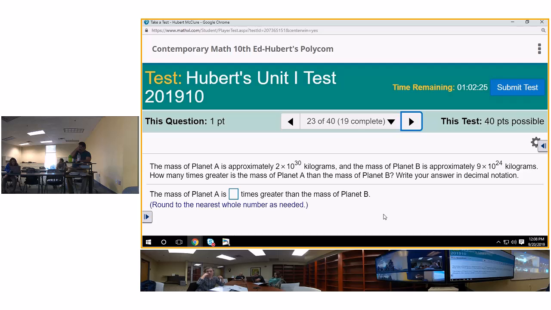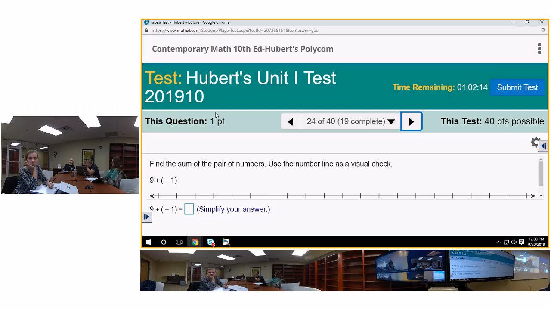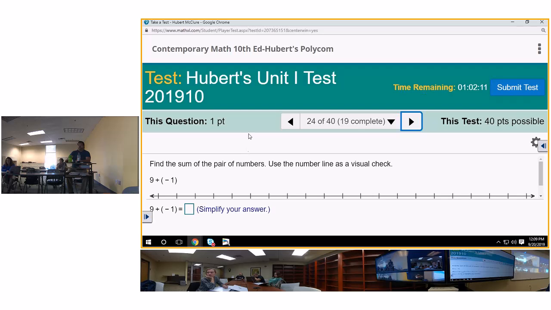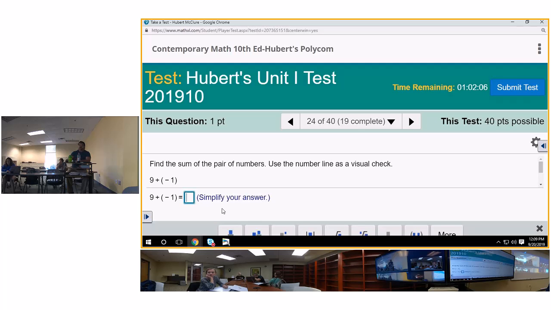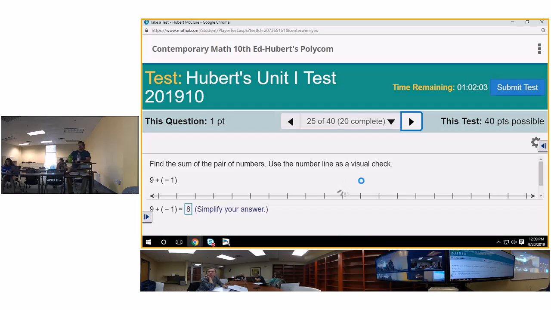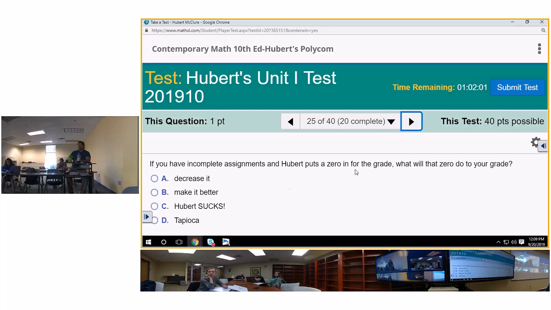Tell me when you're about done. Okay, you about done, Anderson? Y'all got it? Okay, next question. Okay, 9 plus a -1. 8. Okay, we can do that one. That's 8. Next. Okay, that's a bonus question. What happens when you get a 0? Makes your grade go what? Down.